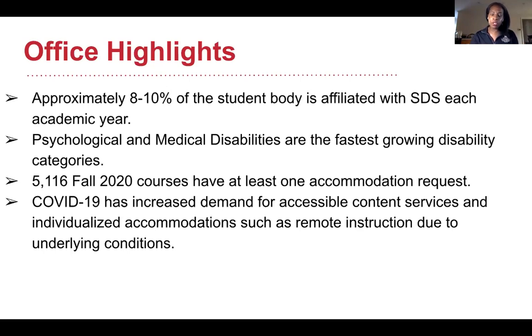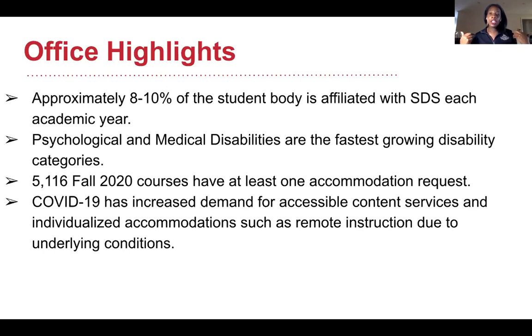And then also students with ADHD, that's another one of our top categories of students. So as you can see, accommodations touch a lot of courses, right? In fall 2020, 5,116 courses had at least one student with an accommodation request. So if you're a GA or TA, yes, there are definitely students in your classes that have accommodations.